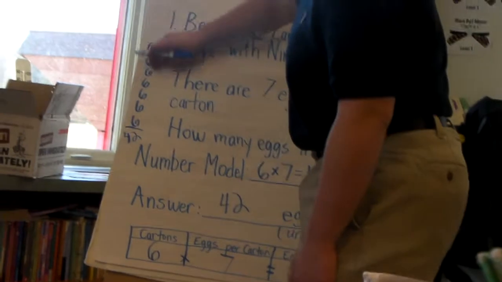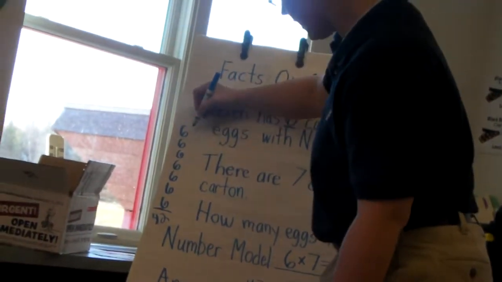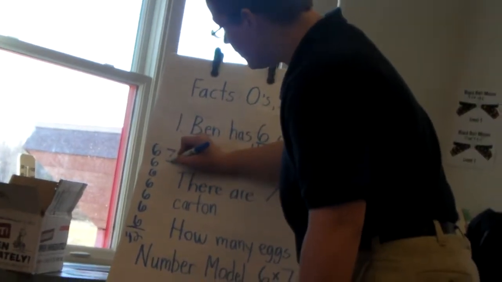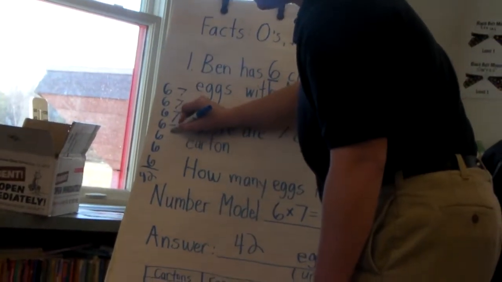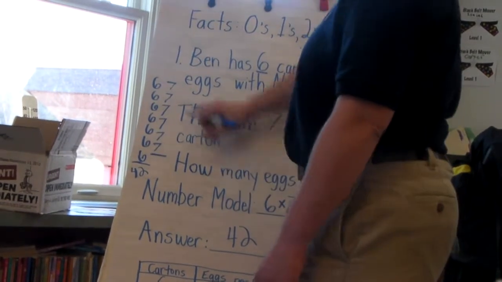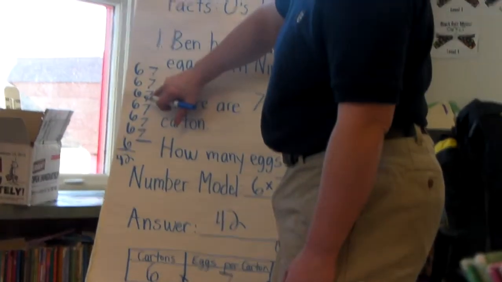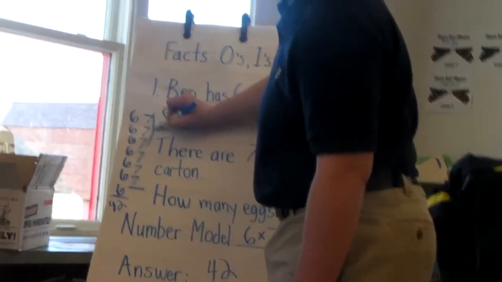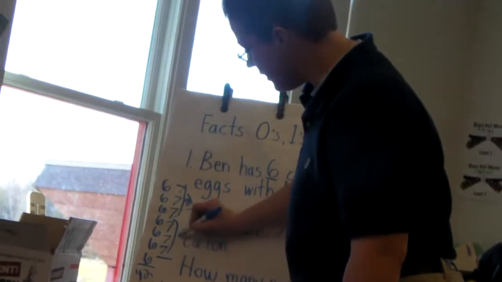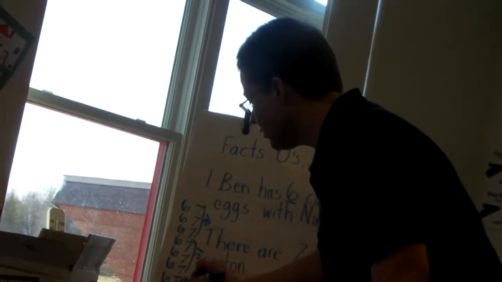And like I said, we added these up. We could have also added 7 6s, or 6 7s. Could do 1, 2, 3, 4, 5, 6 7s. And I would still get 42. I know that 7 plus 7 is 14, plus 7 is 21. Okay, that's going to give me 21. And that means these 3 7s will give me 21. 21 plus 21 is going to be 42.